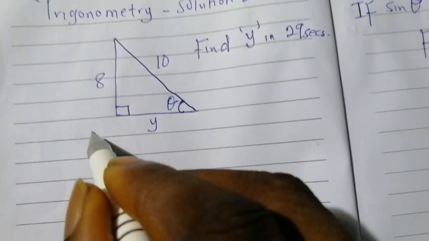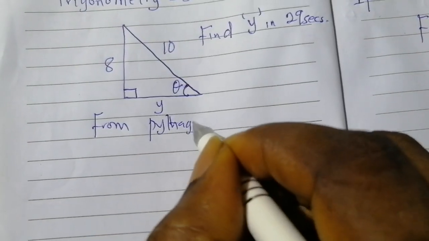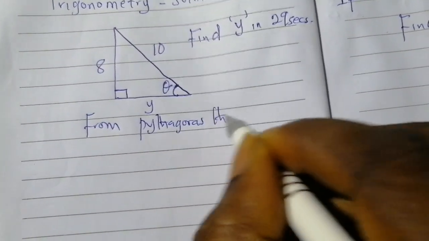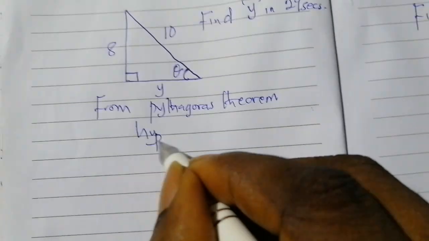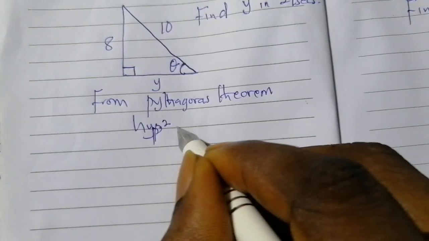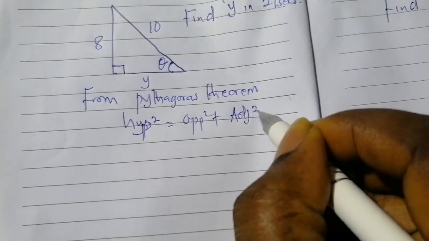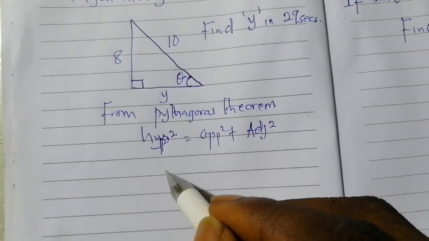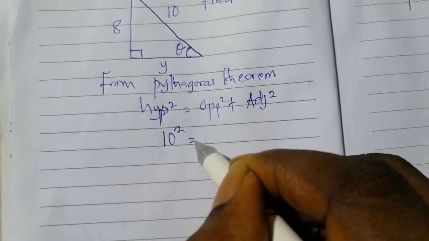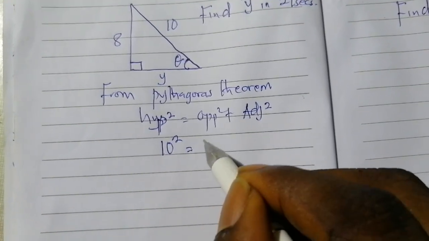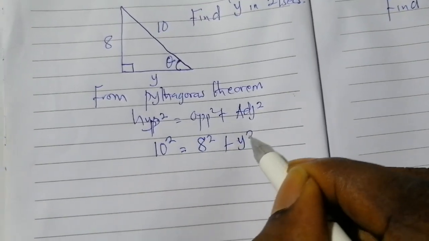So what do we do? We say from Pythagoras theorem, we have hypotenuse squared equals opposite squared plus adjacent squared. What is my hypotenuse squared? That's 10 squared, equals, what is my opposite? My opposite is 8 squared. I don't know my adjacent. My adjacent is y squared.